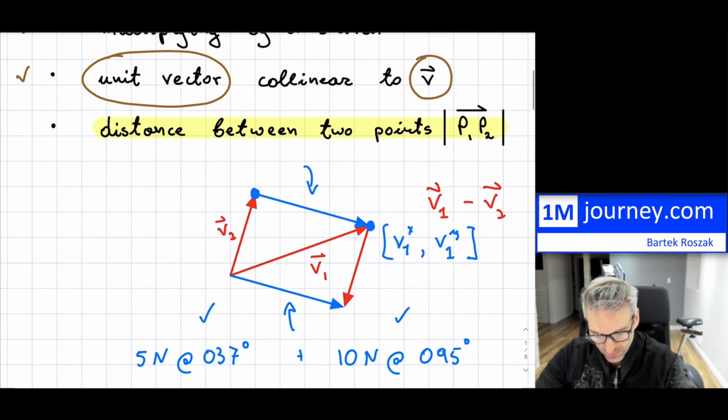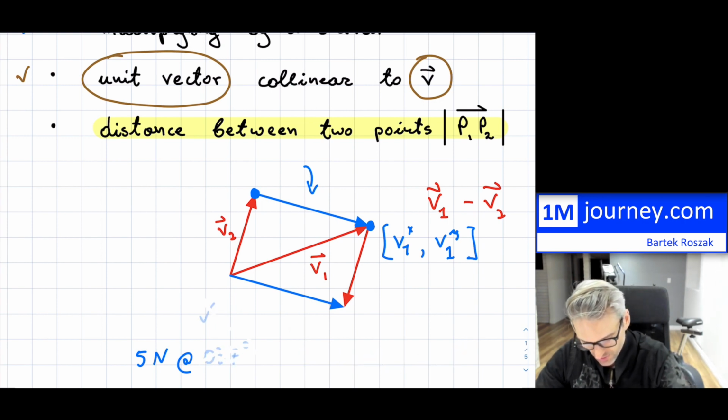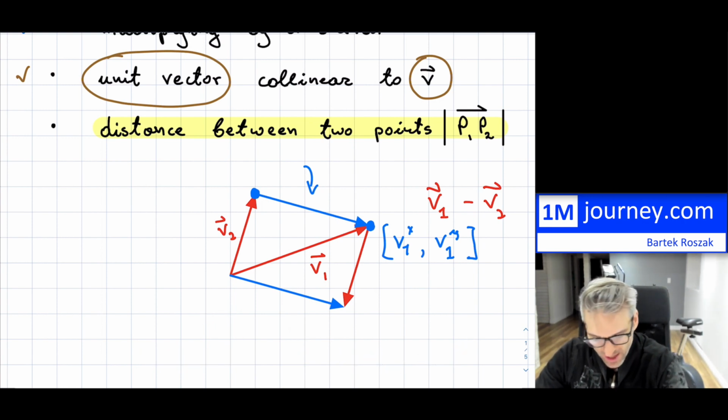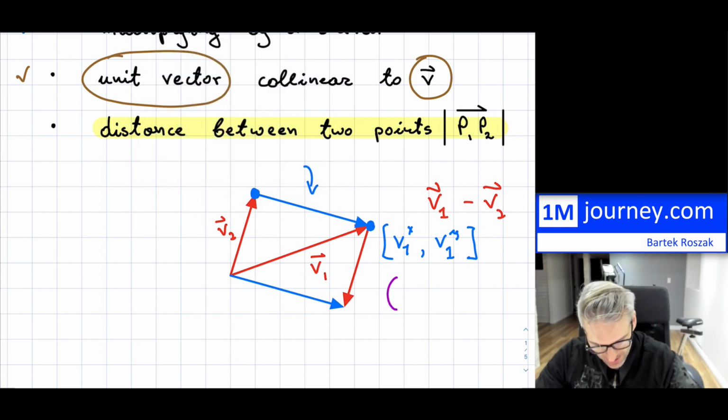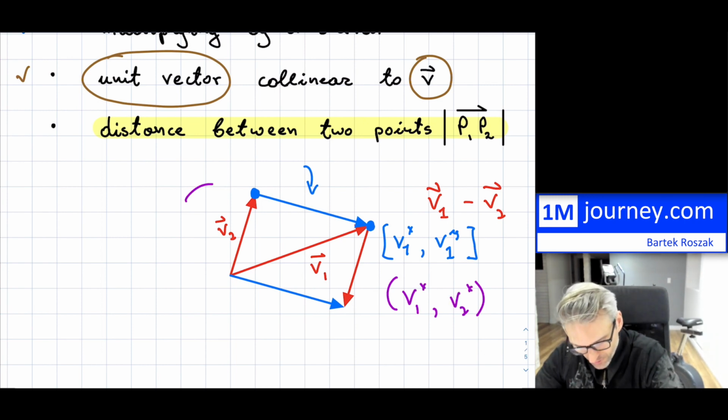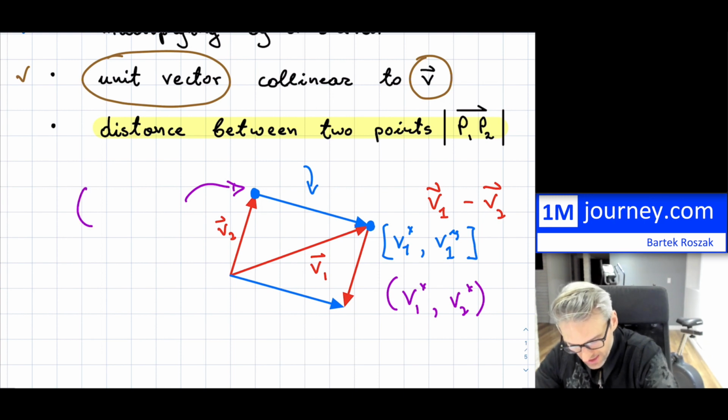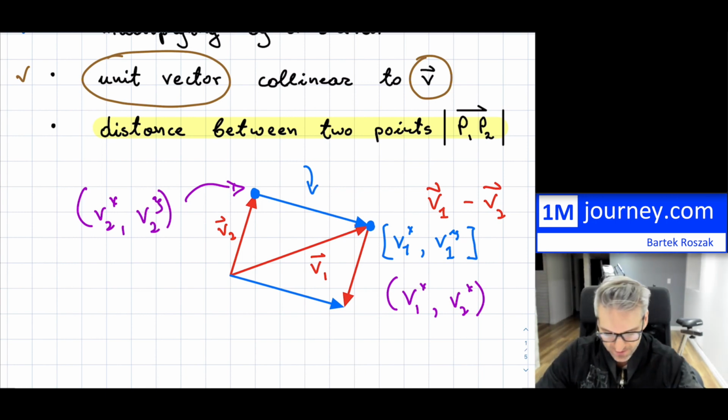If I was writing it as a point, let me erase this, so there's no confusion. If I'm writing it as a point, then I would have simply written it out as those values that I have, and we'll call this v1x and v2x. And if I write this as a point and break it down, that's v2 x component and v2 its y component.